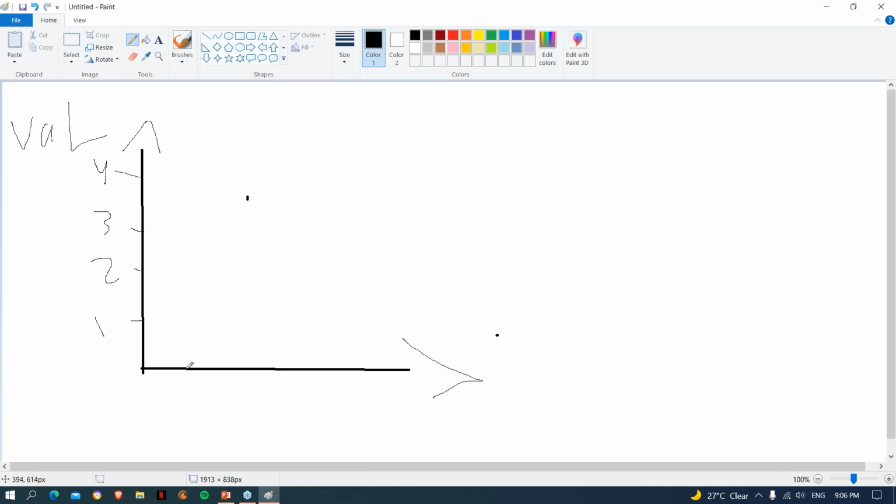Let's say we're using a daily chart, which is basically one day each. So 1 day, 2 days, 3 days, and 4 days. Now let's say we're looking at a specific stock. The first day, the stock closed at $1. The second day it closed at $3. The third day it closed at $2. Then the fourth day it closed at $4.